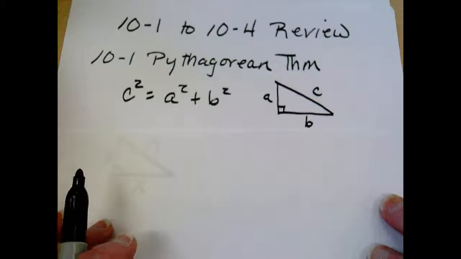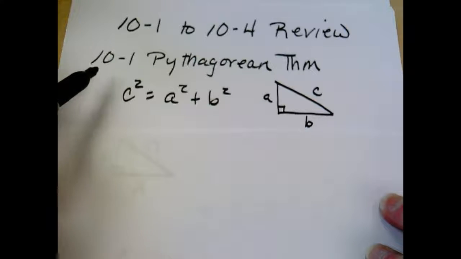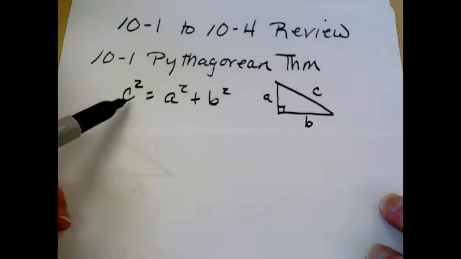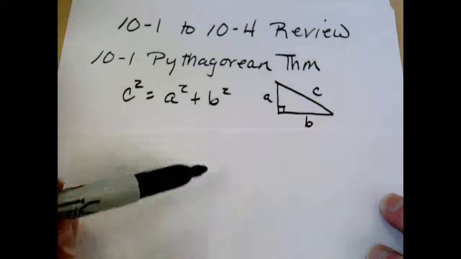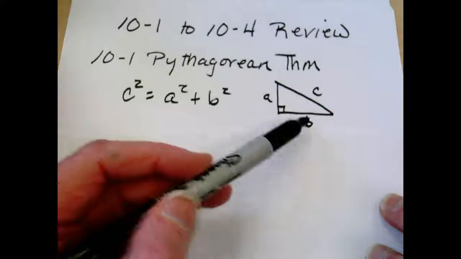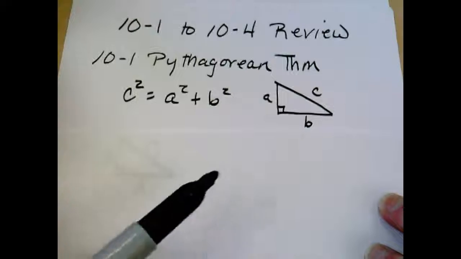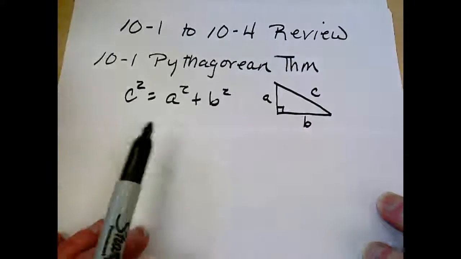10-1 to 10-4, we're just going to do as a quick review. This section, 10-1, Pythagorean theorem, you do already know. Pythagorean theorem says c squared is equal to a squared plus b squared. Your c is your hypotenuse of your triangle. A and b are the legs. So when you get into geometry, we'll say the hypotenuse squared is equal to the sum of the legs squared.